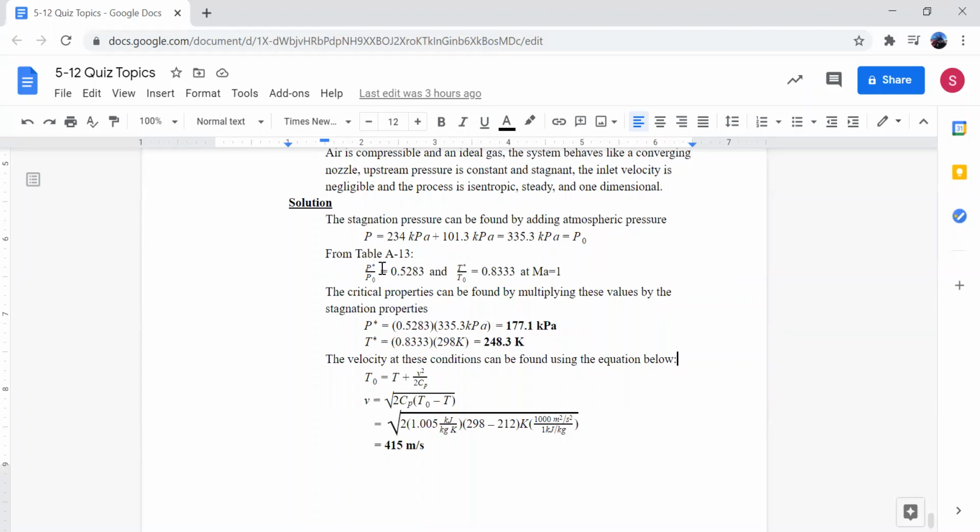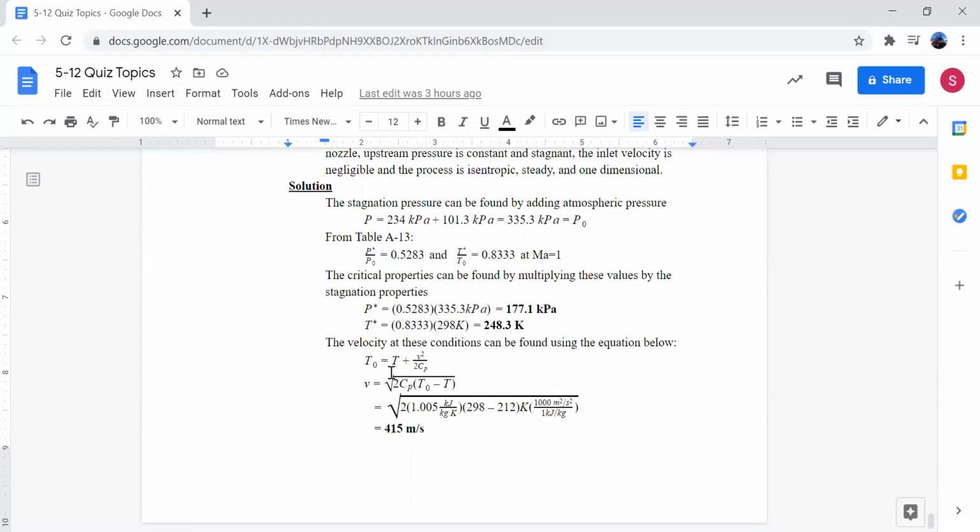So from table A-13 for values, we want to look at choked flow, and so this means that the Mach number is equal to 1. And if we want values for the stagnation property, since the inlet velocity is 0, we can use A-13 at a value of Mach 1 to find the critical properties like the question wants, because we know the stagnation properties. So you use these equations, multiply it over, and then that's what you get.